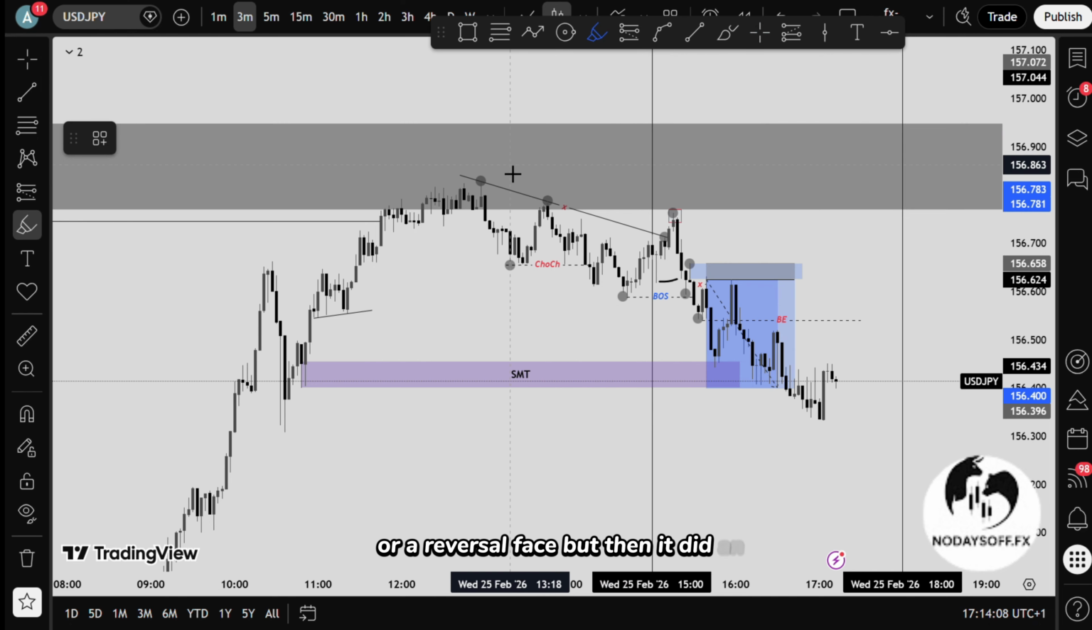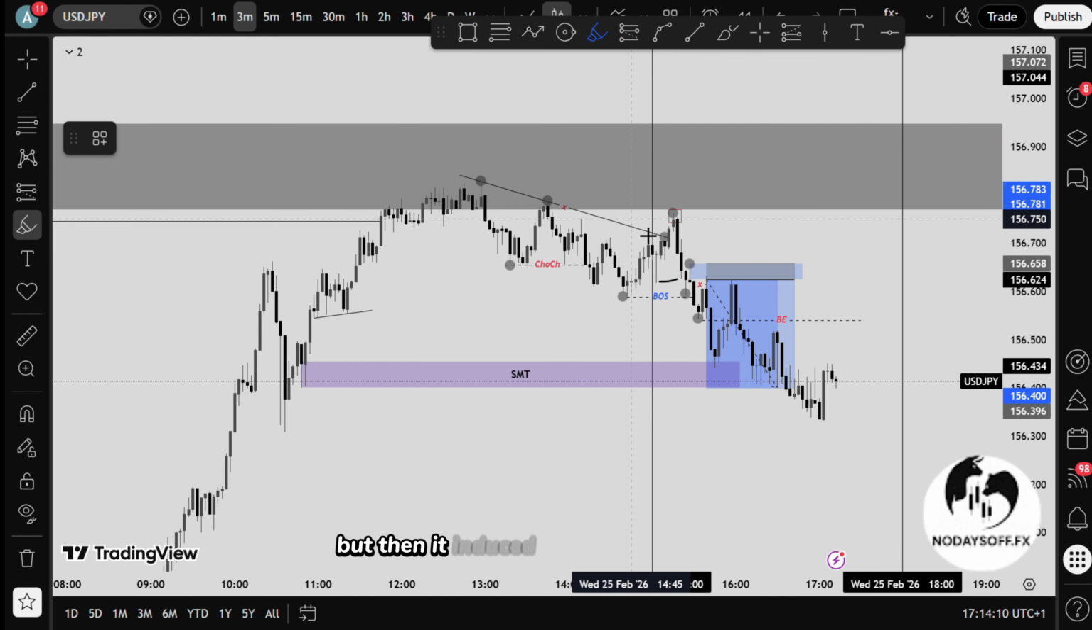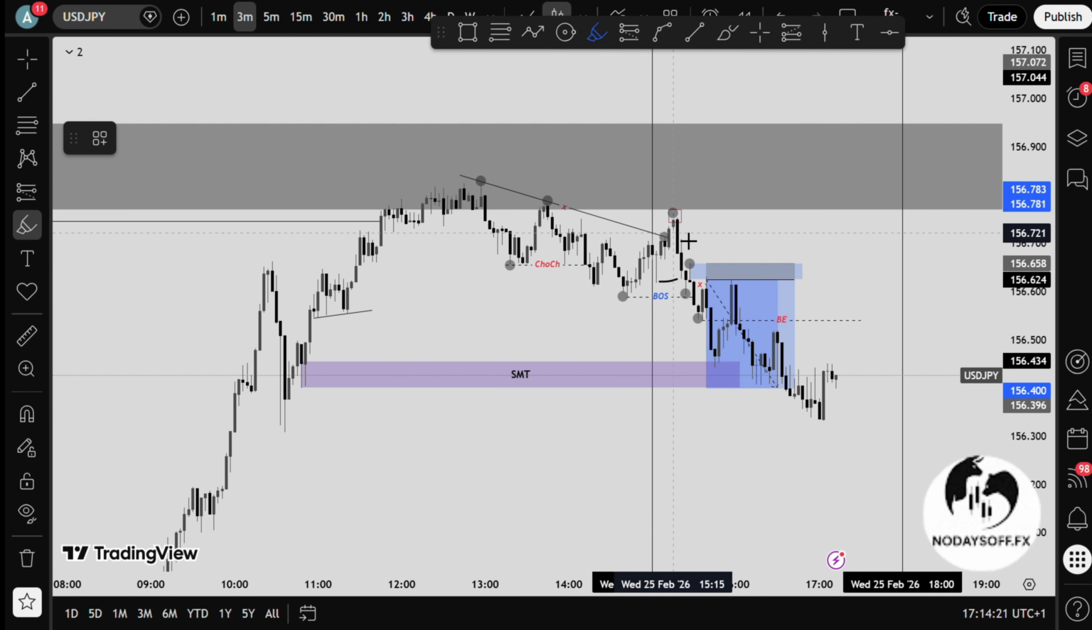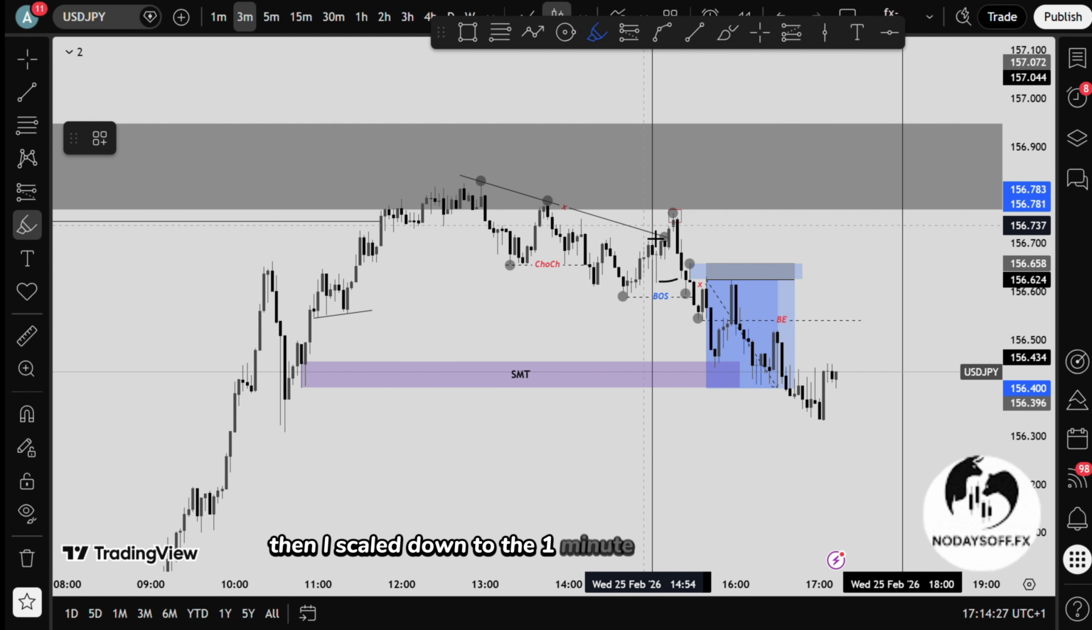But then it induced some trendline traders, which I was like, okay, since price has already induced some trendline traders, it gives me more hope to look for a sell setup. Then I scaled down to the 1-minute time frame, because in the 3-minute time frame I don't see any setup. And then I scaled back to the 3-minute time frame.